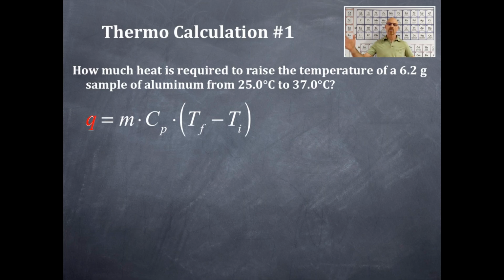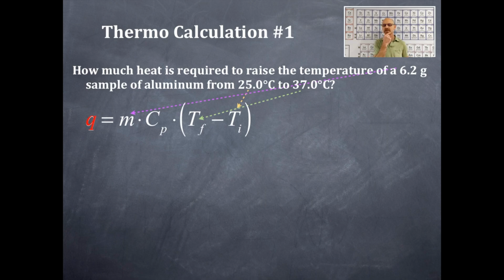So first of all, what are the numbers that fit into that equation? Here it is. That is 6.2 grams, and that goes in for the M, which is the mass. Then I have the final temperature. Remember, it starts out at a temperature and then it ends at a temperature. That final temperature is the ending temperature, that's the 37.0 degrees Celsius. Then what's the beginning, the initial temperature? That's 25 degrees Celsius.